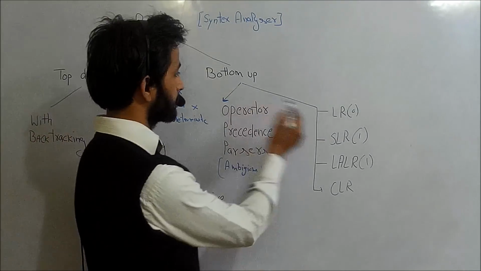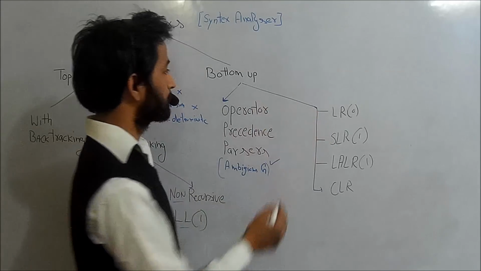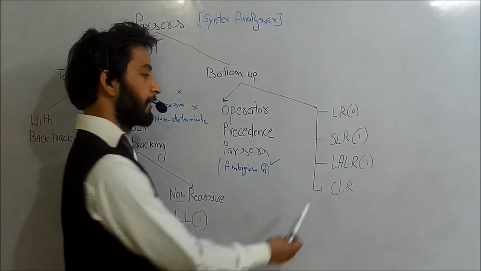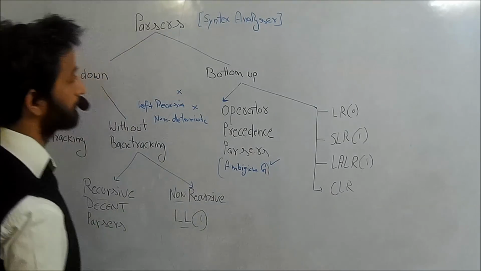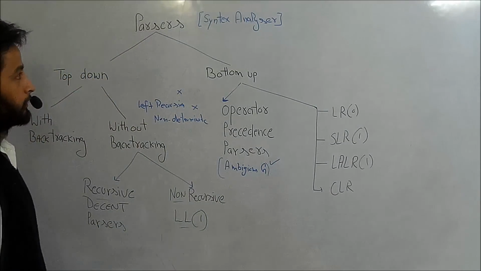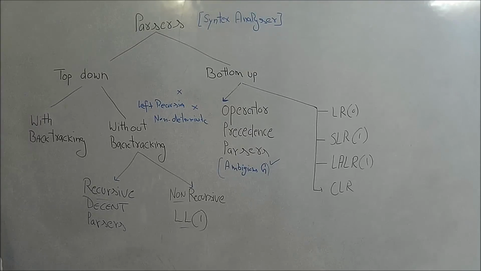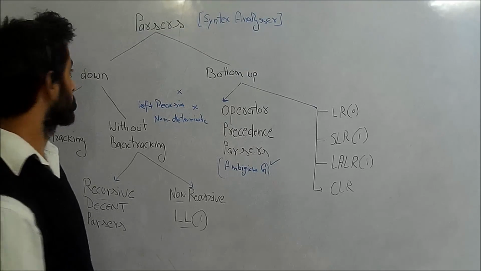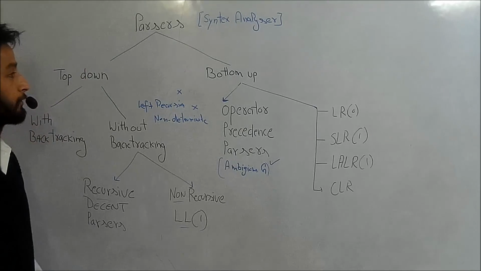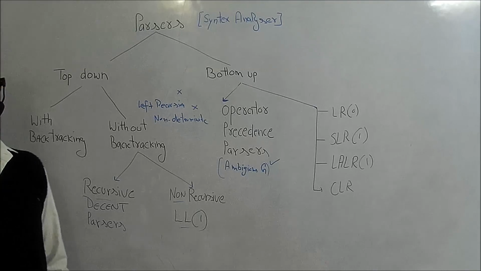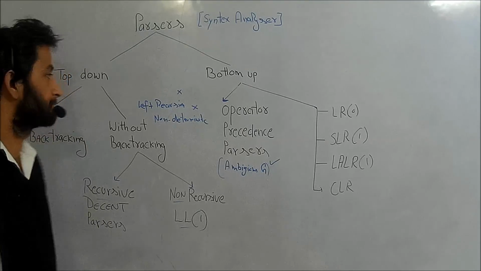And the other types of bottom-up parser are LR0, SLR1, LALR1 and CLR. Okay, so these are the parsers and we will study them in detail one by one. So let us understand top-down parser and bottom-up parser with the help of one example.